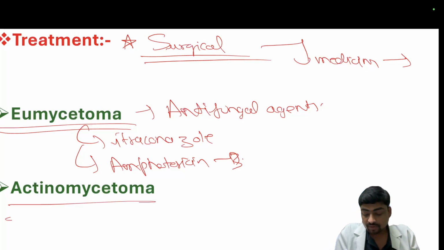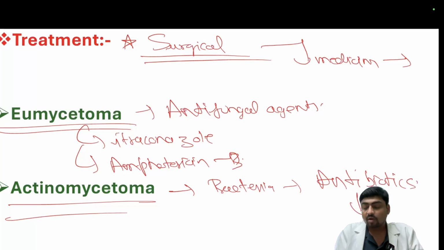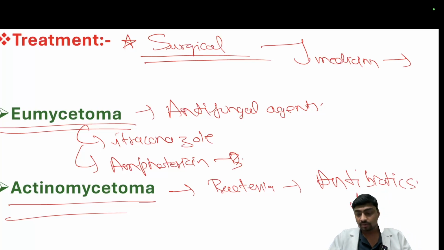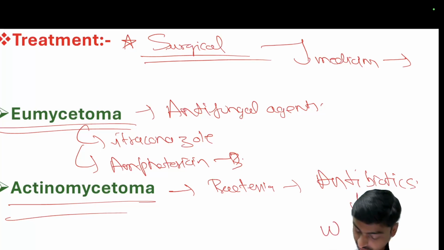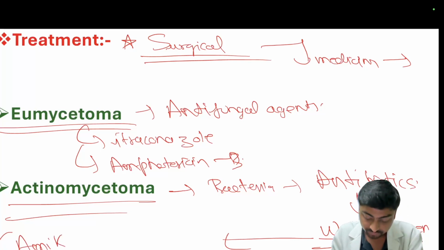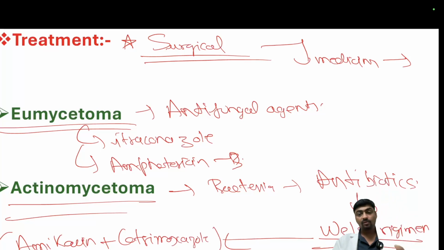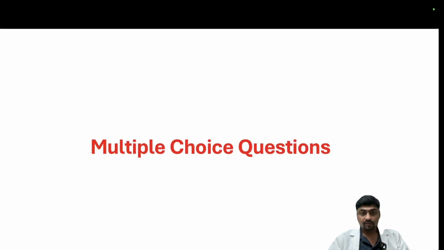And actinomycetoma, as we know, is caused by bacteria. So we can take the help of antibiotics for treating actinomycetoma. A combination of two antibiotics is used, which is known as the Welsh regimen. This regimen is composed of amikacin plus cotrimoxazole for the treatment of actinomycetoma. So we have discussed mycetoma.